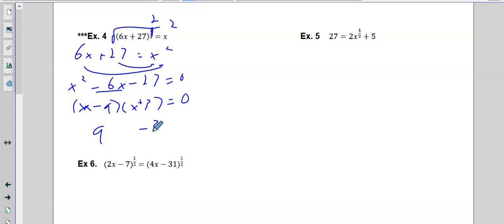So 9 times 6 is 54. Plus 27 is 81. Okay? Square root of that is 9. Well, 9 equals 9. Check. When I plug in negative 3, I get 6 times negative 3 is negative 18. Plus 27 is 9. Square root of that is 3. But then I get the statement 3 equals negative 3, which is false. So that is an extraneous answer.